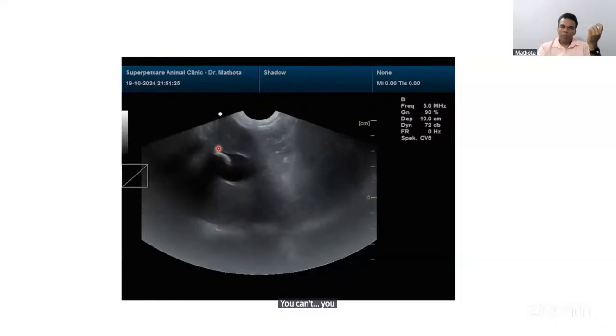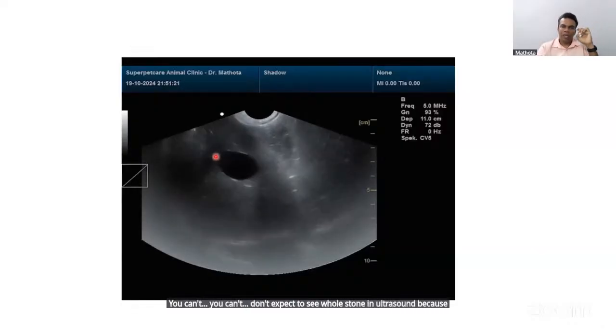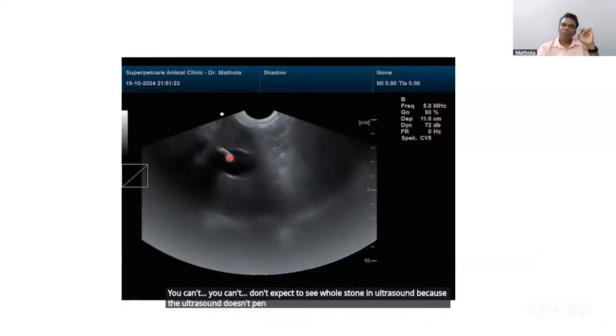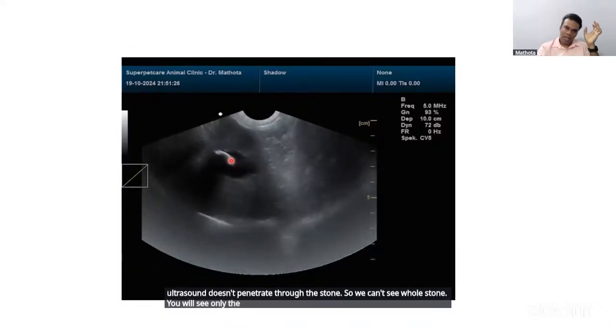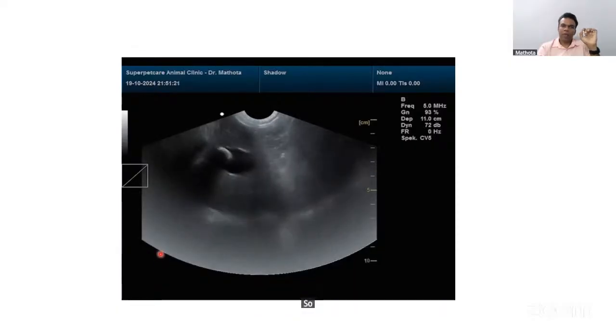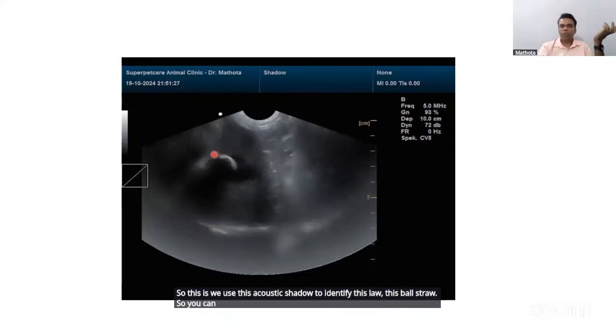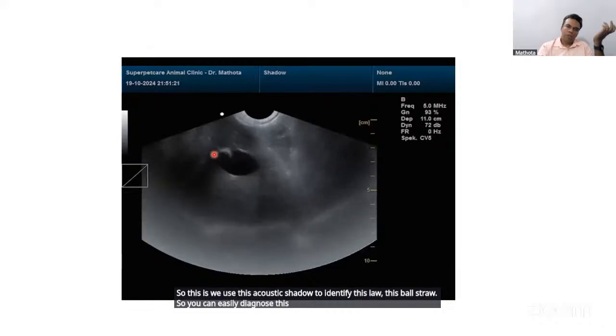Don't expect to see the whole stone in ultrasound because the ultrasound doesn't penetrate through the stone. So we can't see the whole stone. You will see only the surface. After that, you will see this acoustic shadow. So we use this acoustic shadow to identify the stone. This is a gallstone. So you can easily diagnose this gallstone looking at this image.